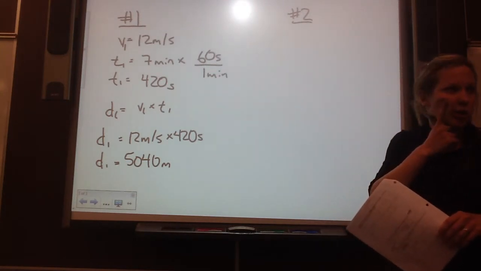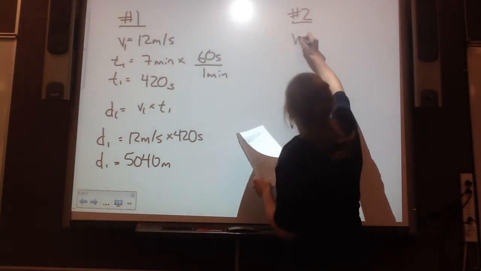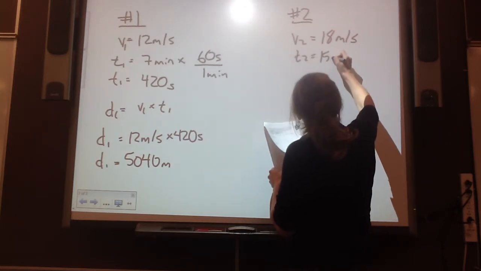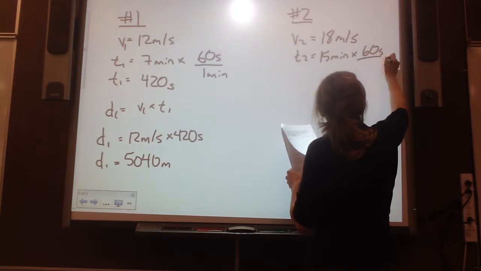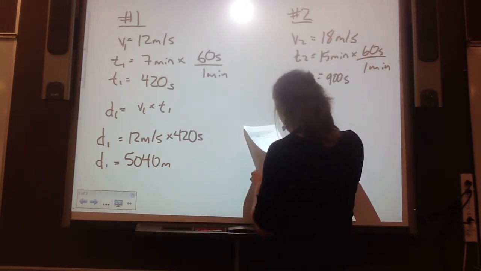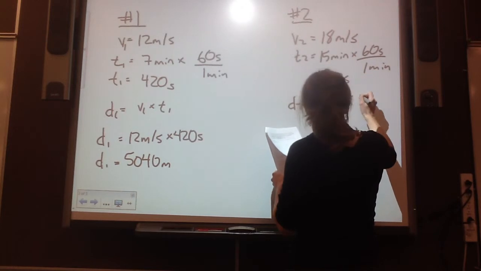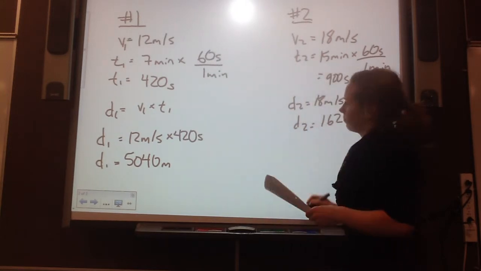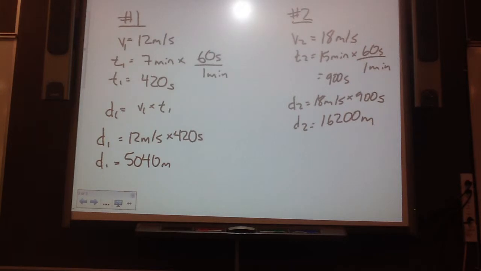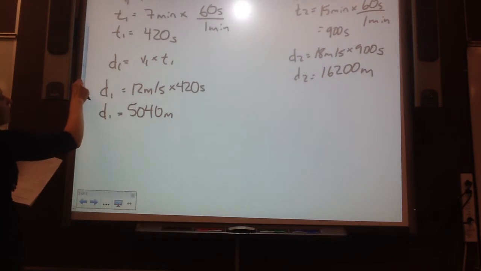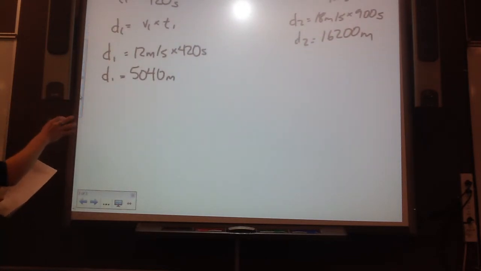Too fast? Are we doing okay? So my V2 is equal to 18 meters per second. My T2 is equal to 15 minutes. So that's multiplied by 60 seconds over 1 minute, equal to 900 seconds. D2 then is 18 meters per second times by 900 seconds. So D2 equals 16200 meters. So now I can determine my average speed because I have both distances now.